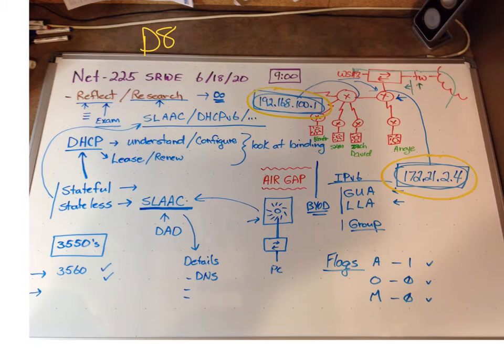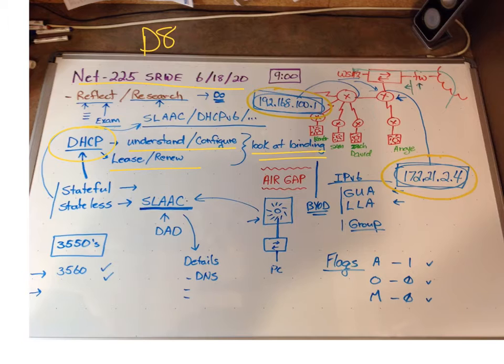Day 8. We are half done. Okay, so today we talked about DHCP, made sure people are clear, talked about lease and renewal. Some things you can look at: look at the bindings to see how the IP is matched up with the device.